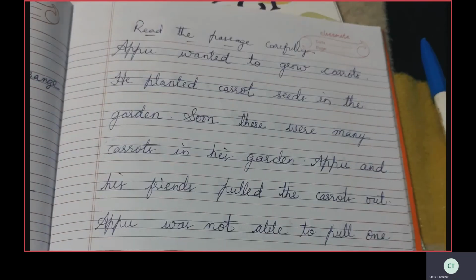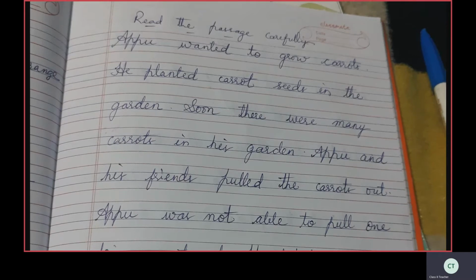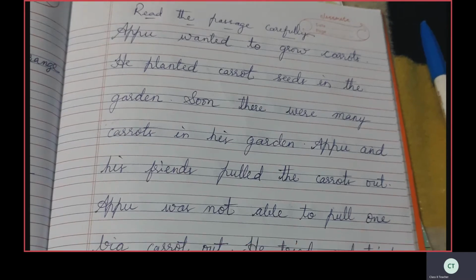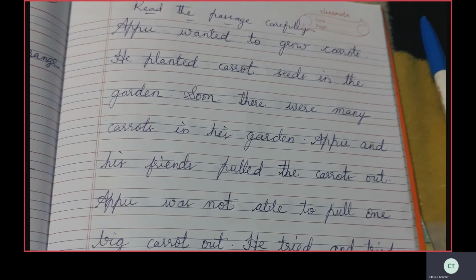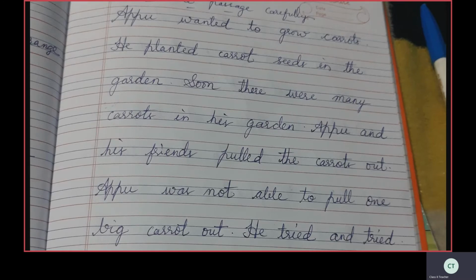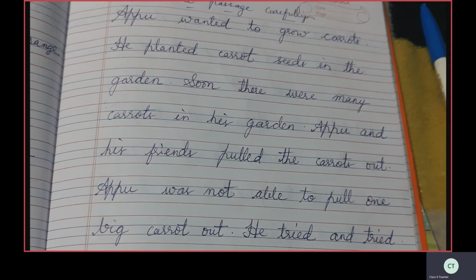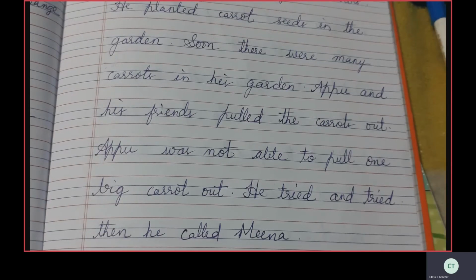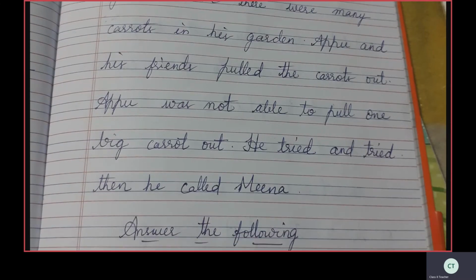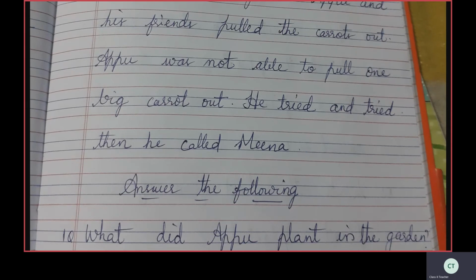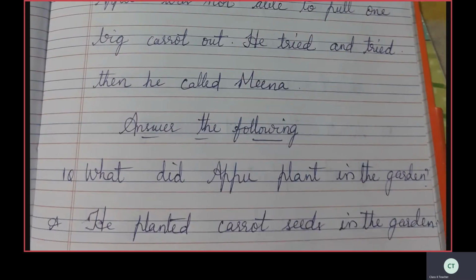Again, we read it once again, children. Appu wanted to grow carrots. He planted carrot seeds in the garden. Soon there were many carrots in his garden. Appu and his friends pulled the carrots out. Appu was not able to pull one big carrot out. He tried and tried. Then he called Meena. So try to answer the following questions.